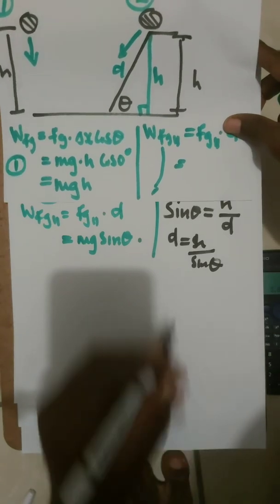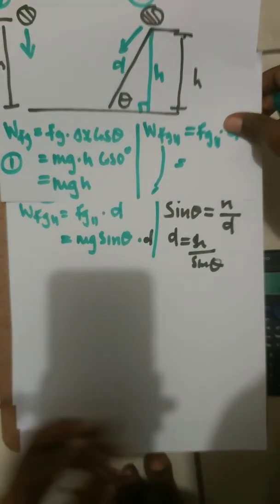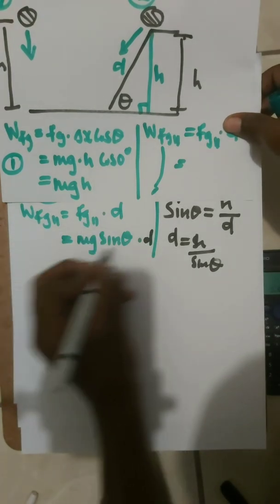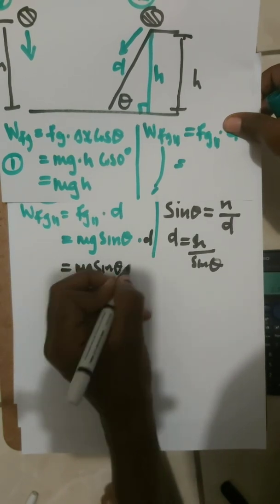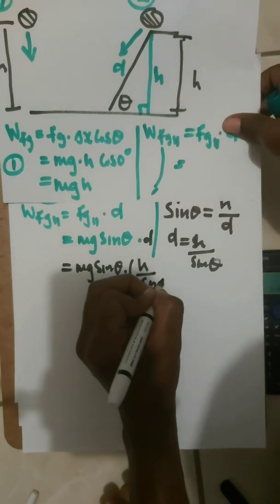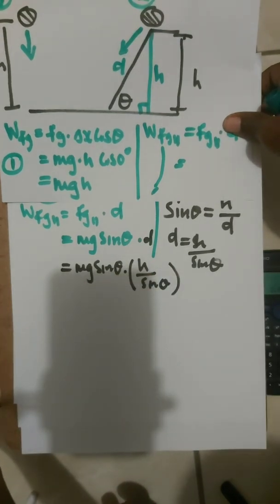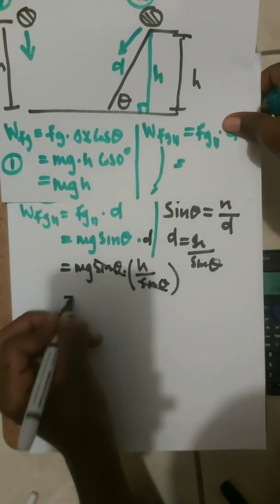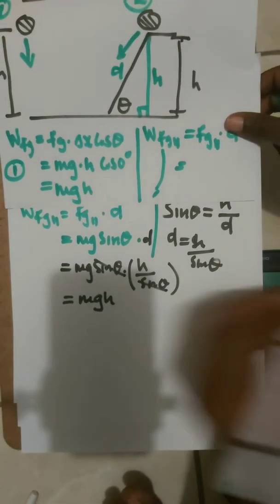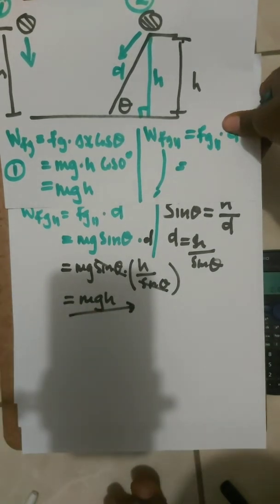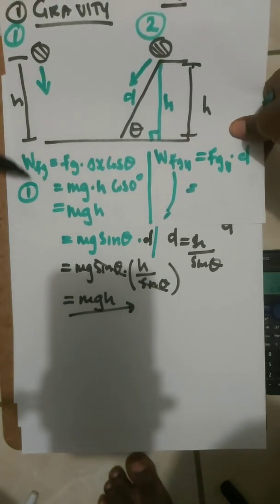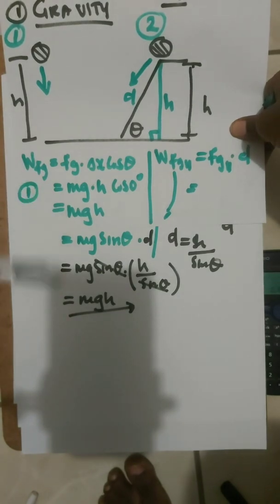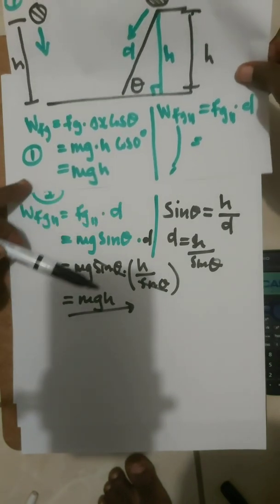And then this is multiplied by mg sine theta. So I get mg sine of theta multiplied by d, which is just h over sine of theta. Sine theta cancels, so we are left with mgh. So whether I roll it down the incline or drop it in the other situation, I'm still going to get the same work. The work done in situation 1 and situation 2 is the same.